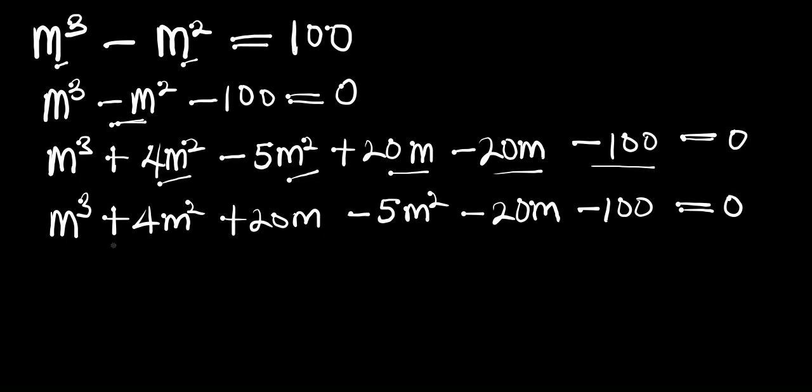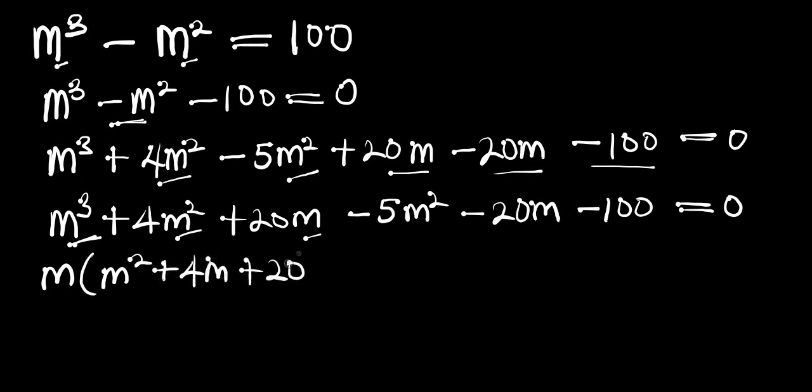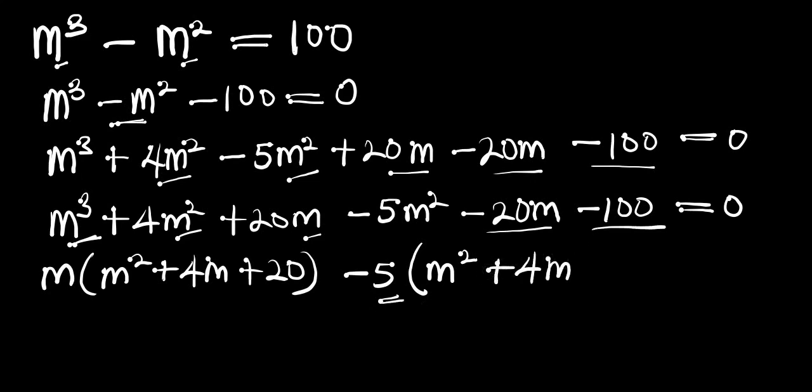Now the next thing we are going to do is factor out m. We have m into, if you divide this by m, you are going to have m power 2, plus 4m, and plus 20. Then here we can as well factor out negative 5, and we're going to have m power 2. Then if you divide negative 20m by negative 5, you are going to have positive 4m, and if you divide this by negative 5, you are going to have positive 20 as well, and this equals 0.